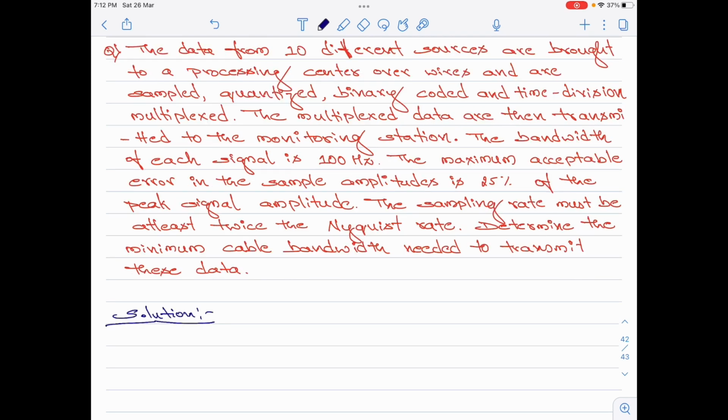Let us first write down the given values. We are told the bandwidth of each signal is 100 Hz. We know that the bandwidth of the signal also represents the maximum value of the frequency component of the corresponding signal. So, as per the low pass sampling theorem, this is represented by W, which is equal to the highest frequency component of the signal.